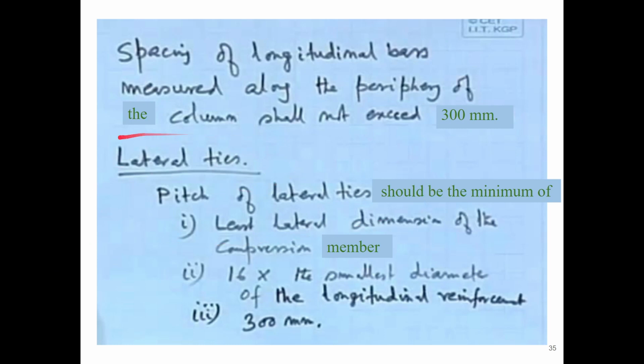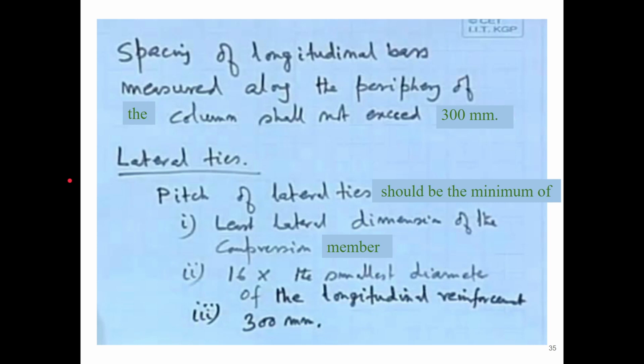Now let us see the cases for lateral ties. Lateral ties have to be provided based on these conditions. Pitch is basically nothing but spacing. The spacing for lateral ties should be the minimum of these three conditions: one is the least lateral dimension of the compression member, second is 16 times the smallest diameter of the longitudinal reinforcement, and third is 300 millimeter.